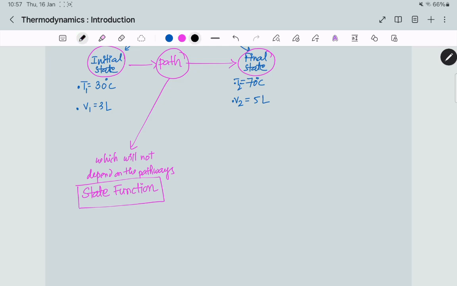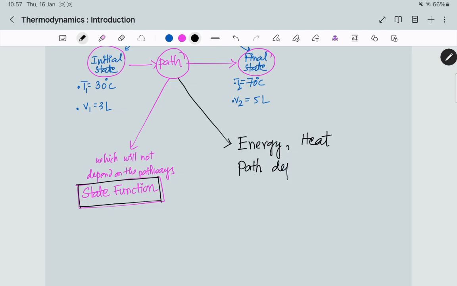Okay, they will be termed as state function. And examples of the variables, keep it in your mind that energy and heat, they are the very two common examples which are path dependent variable. So they are not a state function, they are path dependent variable.